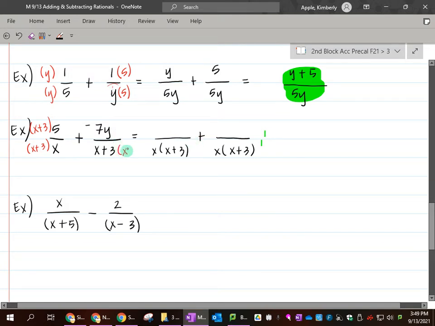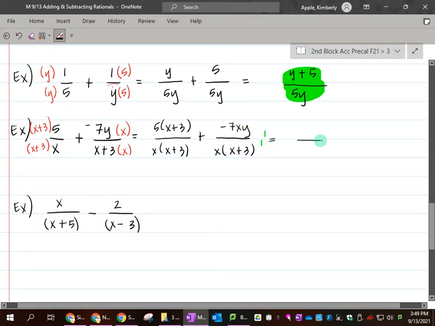This one is just missing an x. So I'm going to multiply on top and bottom. And so now let's rewrite it. The denominators are both the same. So let's just figure out these numerators. This is 5 times x plus 3. And then this would just be negative 7xy.